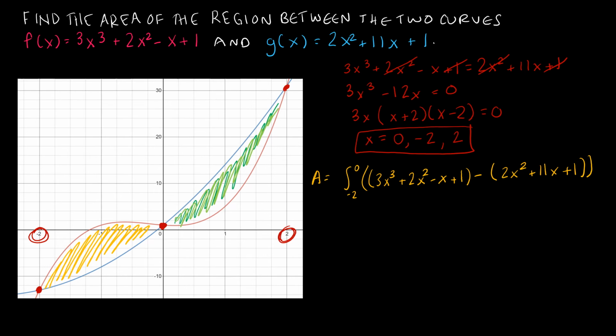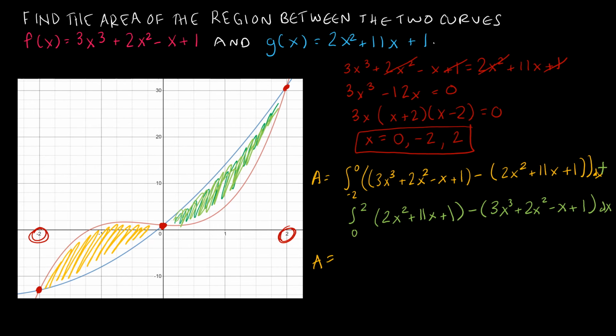And then the green region, I'm just going to add to that, again, from 0 to 2, this green region, the blue function is on top, so g of x is on top. So 2x squared plus 11x plus 1 minus 3x cubed plus 2x squared minus x plus 1, all dx. And I think I forgot my dx up on top there. I do that all the time, so I apologize.